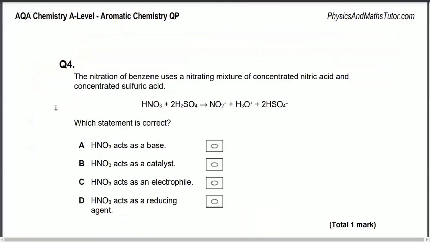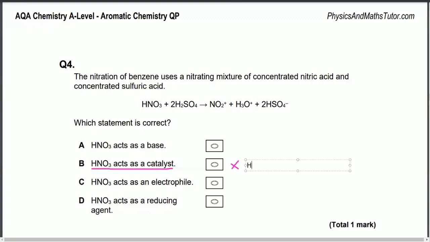Okay, question 4. The nitration of benzene uses a nitrating mixture of concentrated nitric acid and concentrated sulfuric acid. Which statement is correct? A. The nitric acid acts as a base. B. The nitric acid acts as a catalyst. C. The nitric acid acts as an electrophile. Or D. The nitric acid acts as a reducing agent. So we can go through and explain why certain ones are the wrong answer.